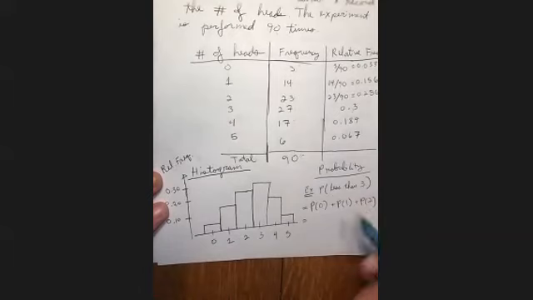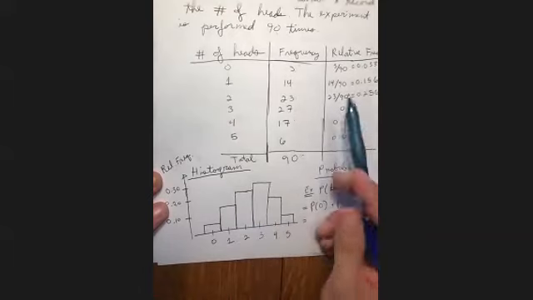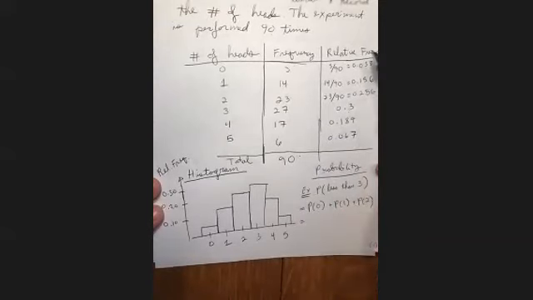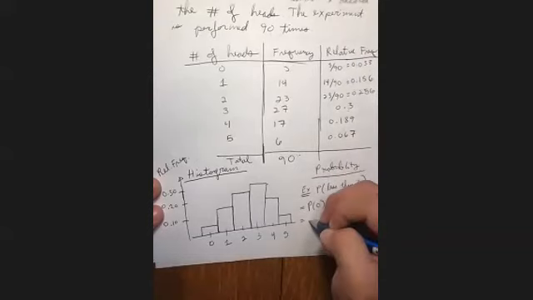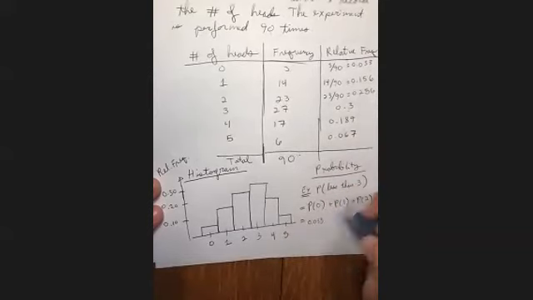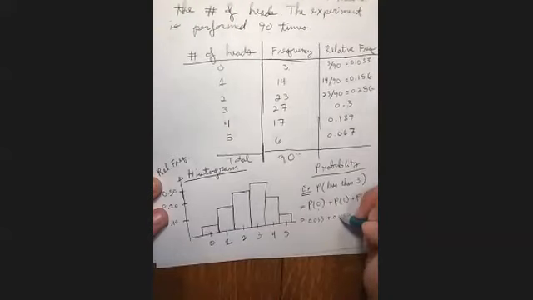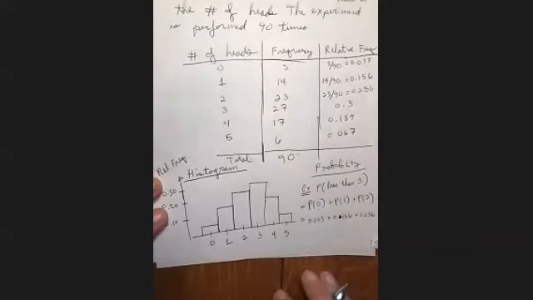Now, in order to get the result here, we can actually use the diagram or the relative frequencies. So P of 0 should be equal to the relative frequency of 0, so that is 0.033. P of 1 is the relative frequency, so that's 0.156. And then the probability of getting 2 heads corresponds to this relative frequency, which is 0.256.